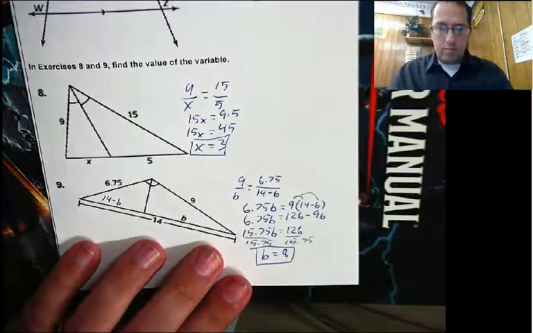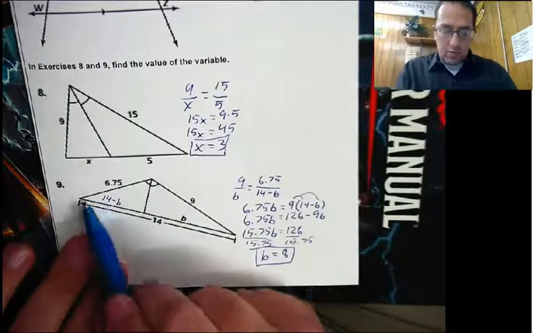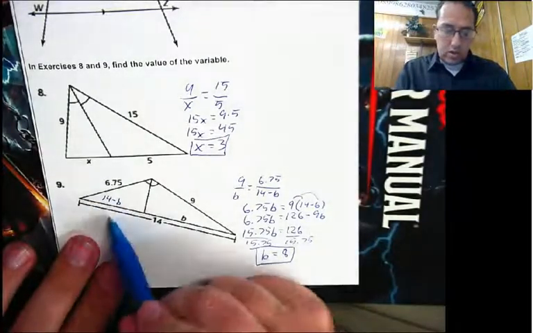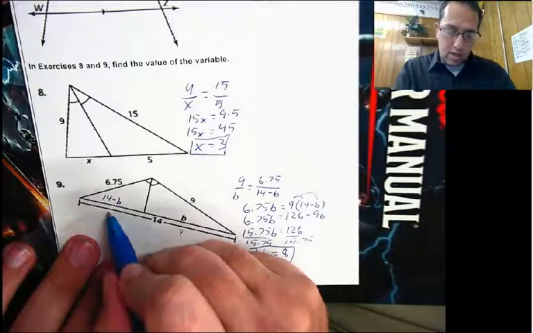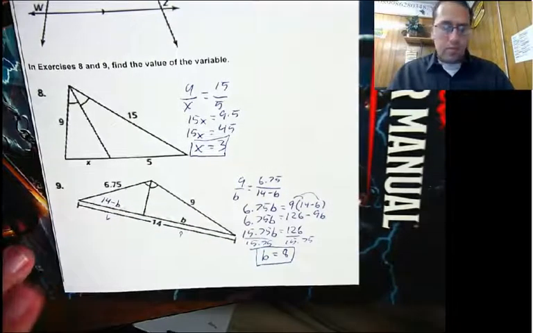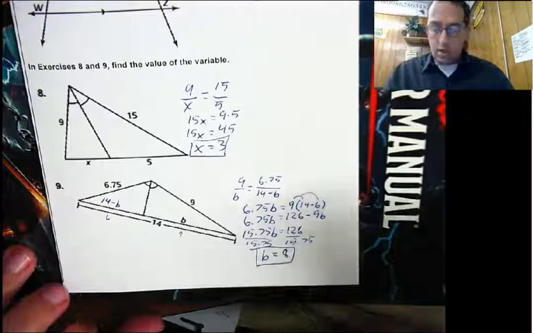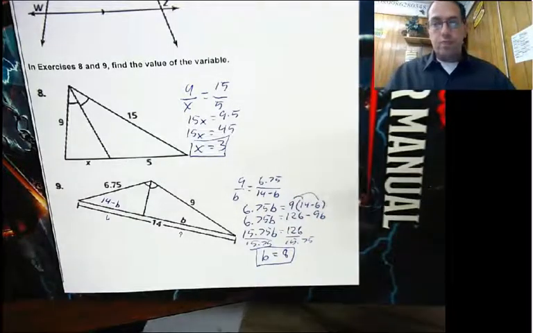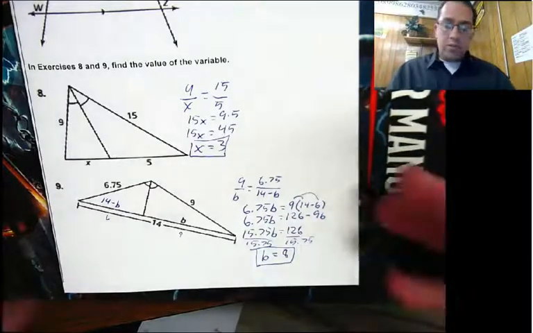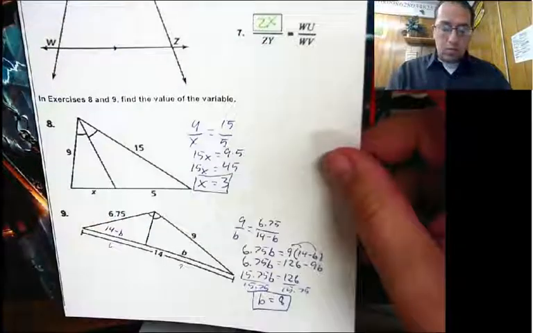And there it is. b is 8. And if we wanted to, that means we could also figure out this piece here would be 14 minus 8. So this is 8, and this is 6, if you needed to know that. All right, so there it is. Not too bad. You can do proportions, cross products all the way.